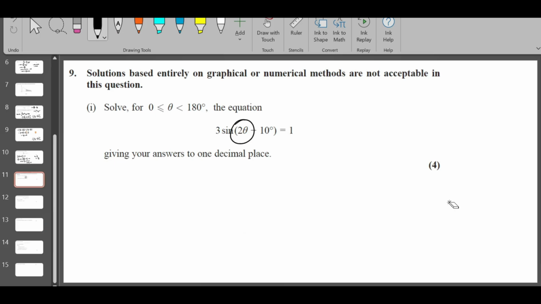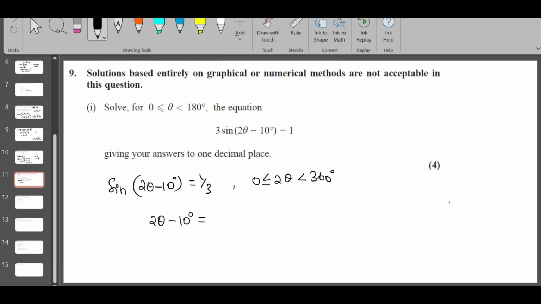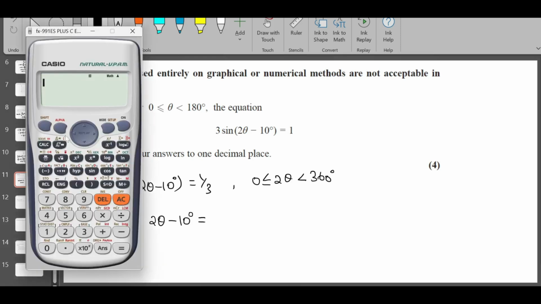Since it's 2 theta, it's a harder trigonometric equation. You need to multiply the limits by 2. So write it as sine of 2 theta minus 10 degrees is equal to 1 over 3. The limit is 0 to, multiply everything by 2. Find sine inverse of 1 over 3. That's 2 theta minus 10 degrees. In degree mode, use degree mode. Sine inverse of 1 over 3.